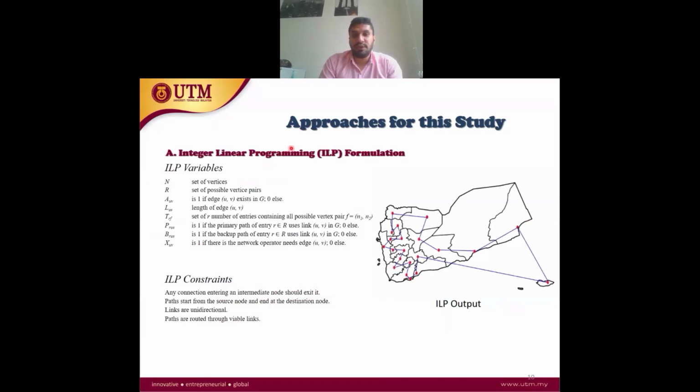Okay, here to obtain bi-connected we have two approaches. Actually, the first one is the integer linear programming, ILP, formulation. We will see here we have ILP variables and ILP constraints. There are some variables and some constraints, and also an objective and data, by using CPLEX. CPLEX is an optimization software package. By using CPLEX, we will get this. This is the output of ILP. Each node is connected with the two nodes that have the shortest distance.